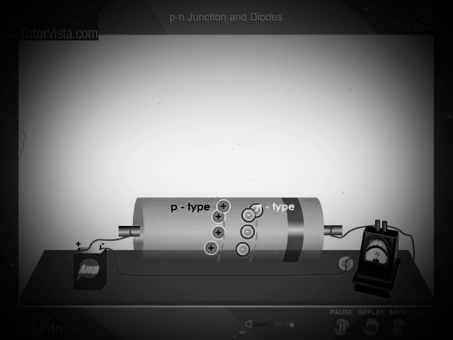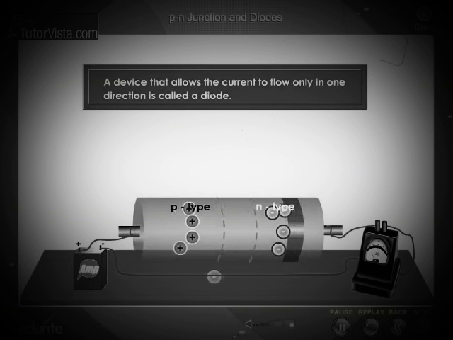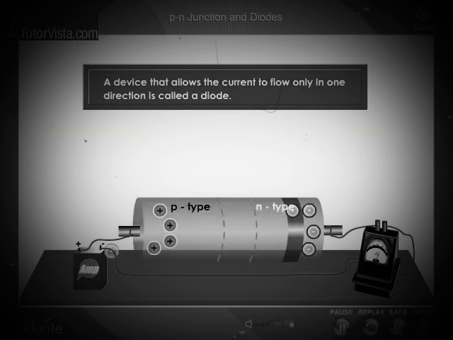Thus, the P-n junction allows current carriers to flow through it if the junction is forward biased. A device that allows the current to flow only in one direction is called a diode. Thus, the P-n junction can be described as a diode.